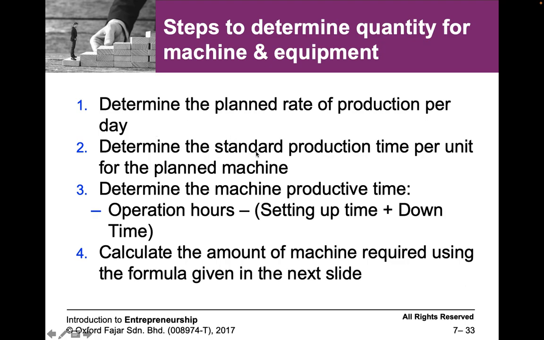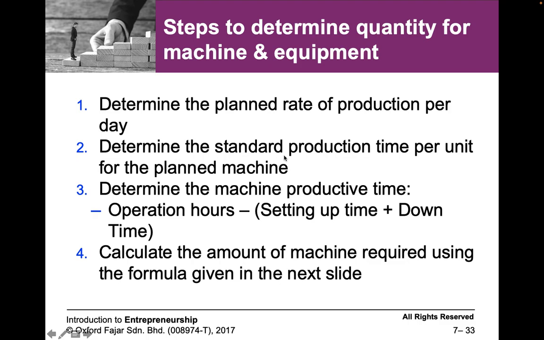Okay, and then determine the standard production time per unit for the planned machine. For example, a chopper machine. How much time does the chopper need in order to chop the fruit? Let's say for one unit of fruit, the chopper requires about 2 minutes to chop the fruit. So this is what we mean by the standard production time per unit for the planned machine.